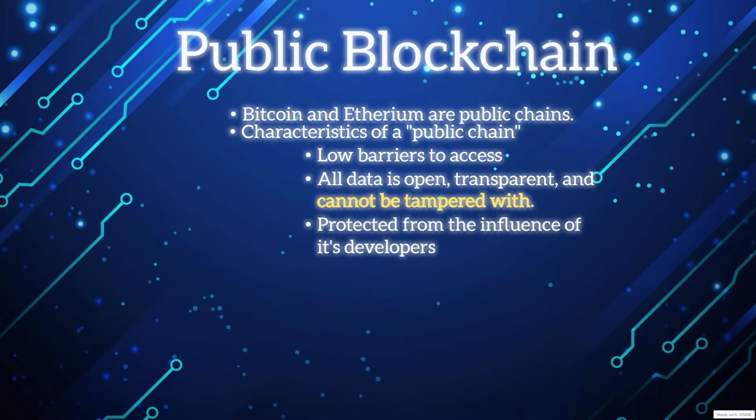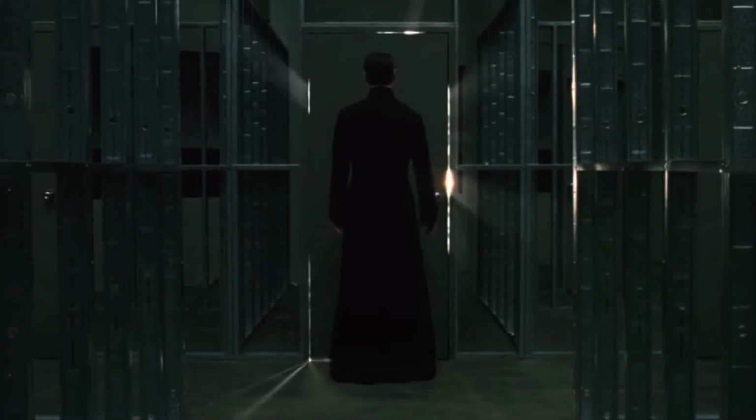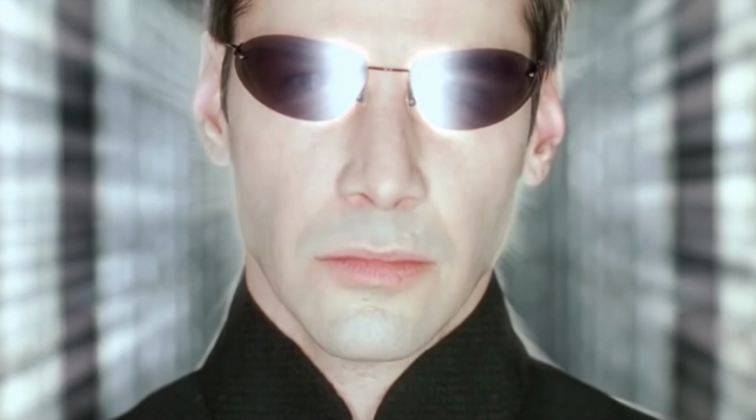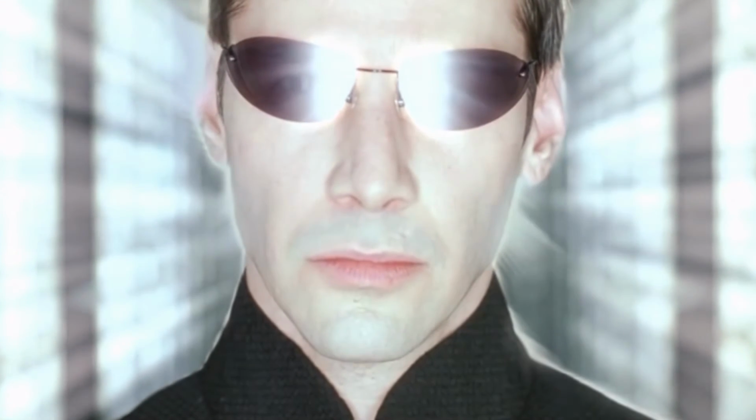You know the scene in The Matrix where Neo opens one door with a key, and once the door is closed, if you open it again, the original destination is completely gone? That's what creating a public chain is like. Once the door is shut, no one can get back into the control room.